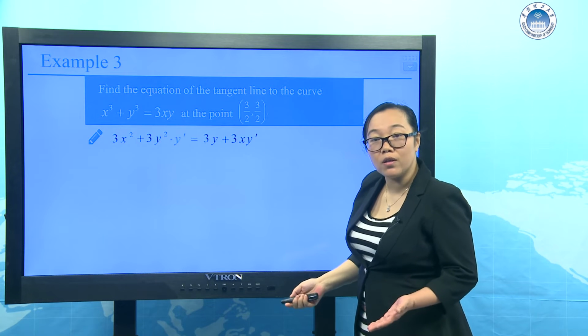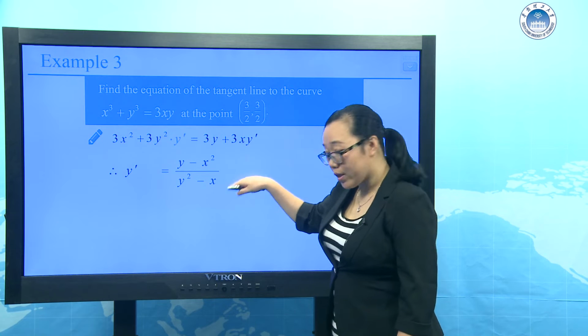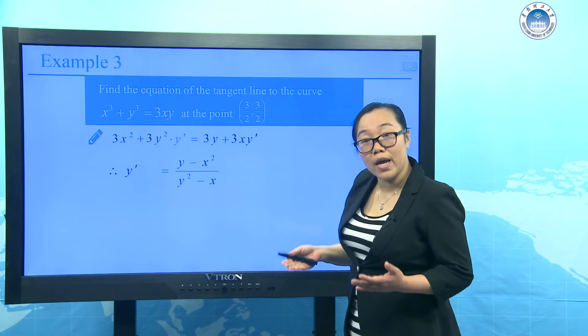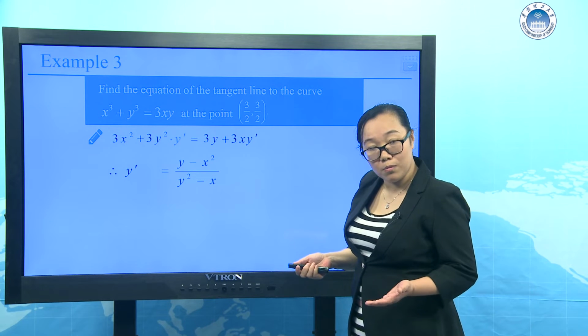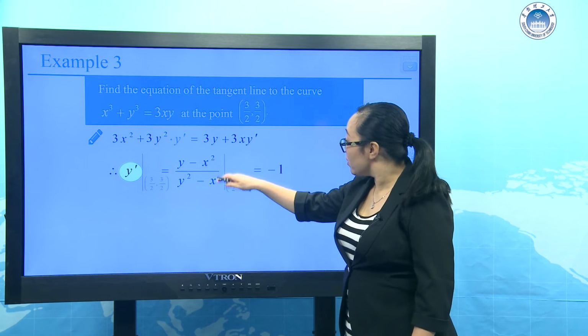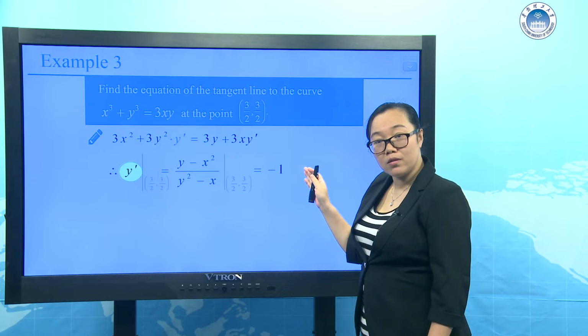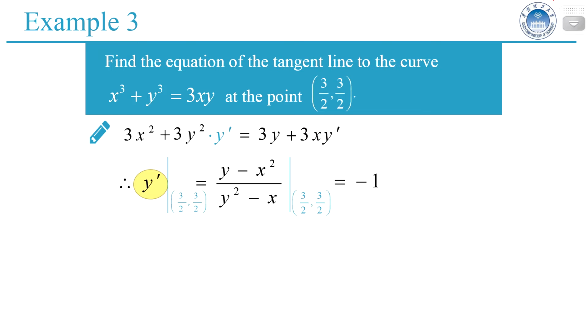We try to find y prime. So y prime equals the expression. In order to get the tangent slope at the given point, we substitute the given point and get minus 1. Minus 1 is our tangent slope. The point is given, and we have gotten the tangent slope.